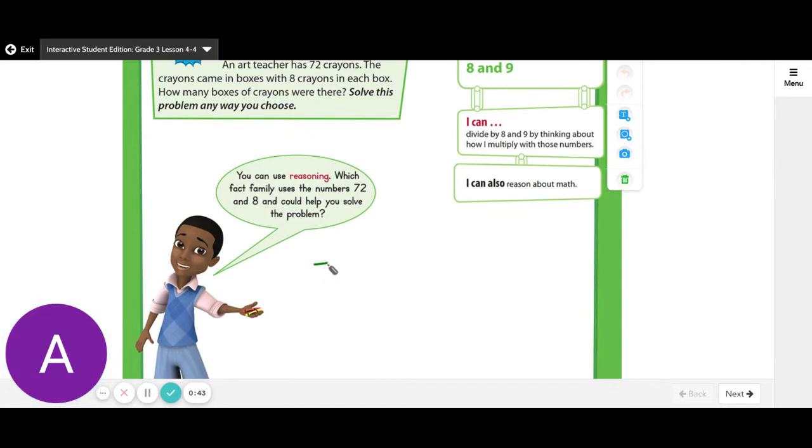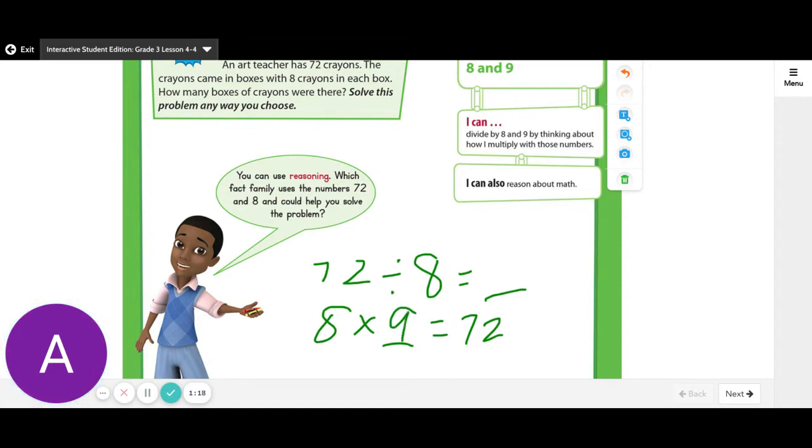So I know I have 72 crayons, and I know there's 8 in each box. So I'm thinking 72 divided by 8 equals something. My multiplication fact I can think about is 8 times what equals 72? I know 8 times 1 is 8, 8 times 2 is 16, 8 times 3 is 24, 8 times 4 is 32, 8 times 5 is 40, 8 times 6 is 48, 8 times 7 is 56, 8 times 8 is 64, 8 times 9 is 72. So if I know 8 times 9 is 72, that tells me that 72 divided by 8 would be 9.